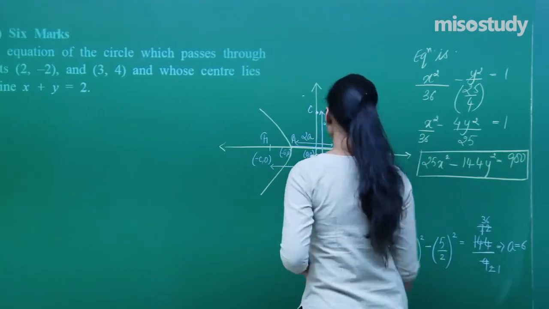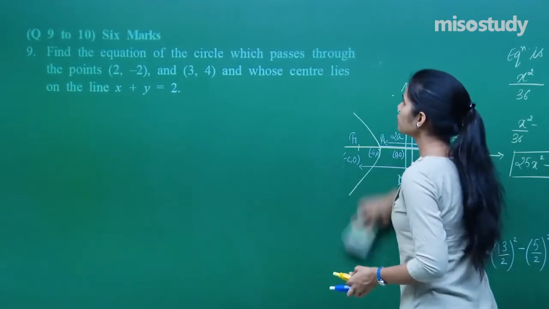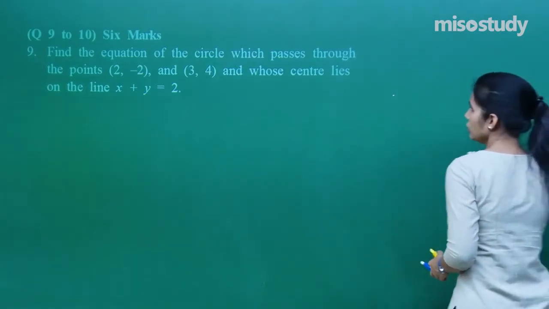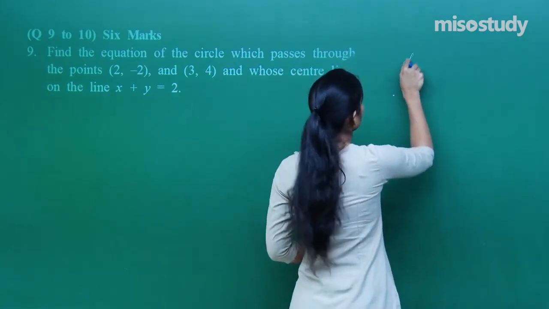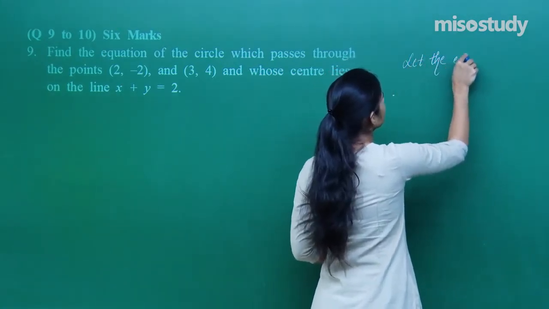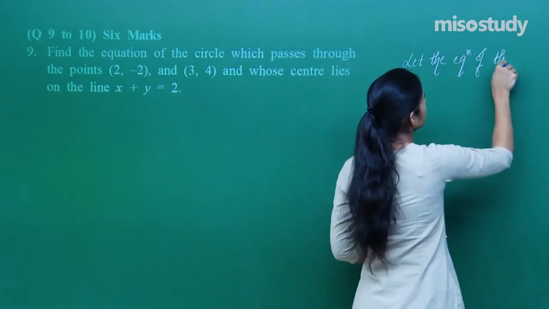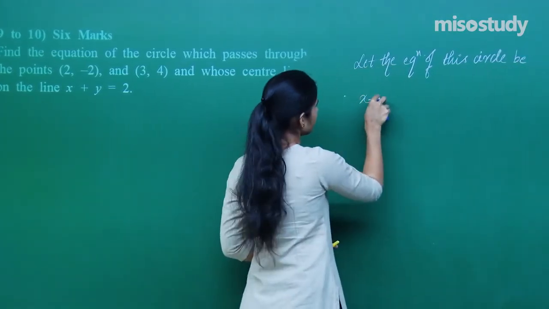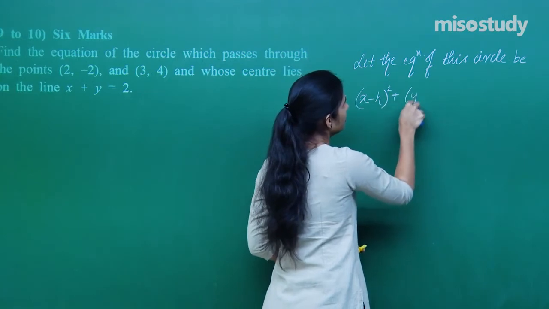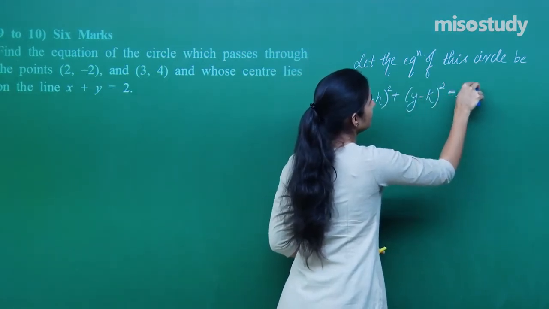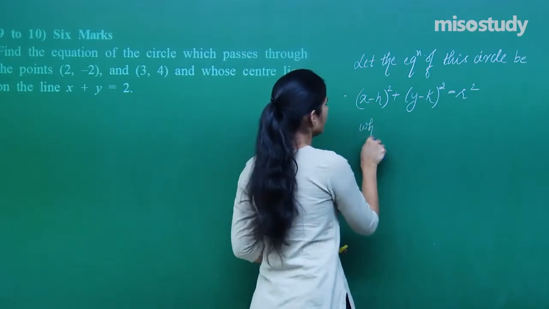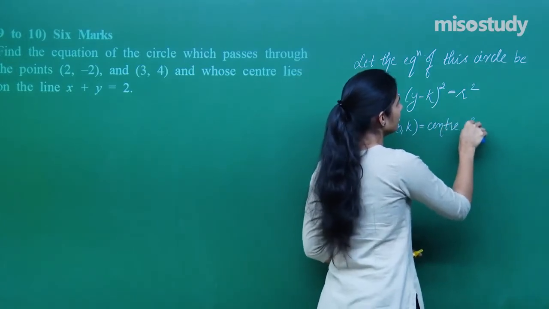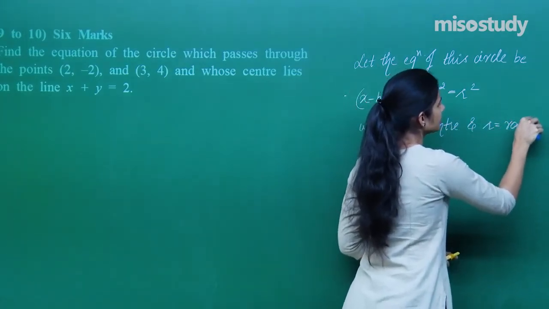We have to find the equation of the circle which passes through the points 2 comma minus 2 and 3 comma 4 and whose center lies on the line x plus y equals 2. So basically I am saying let the equation of this circle be x minus h whole square plus y minus k whole square equals r square, where h comma k represents the center of the circle and r represents the radius.